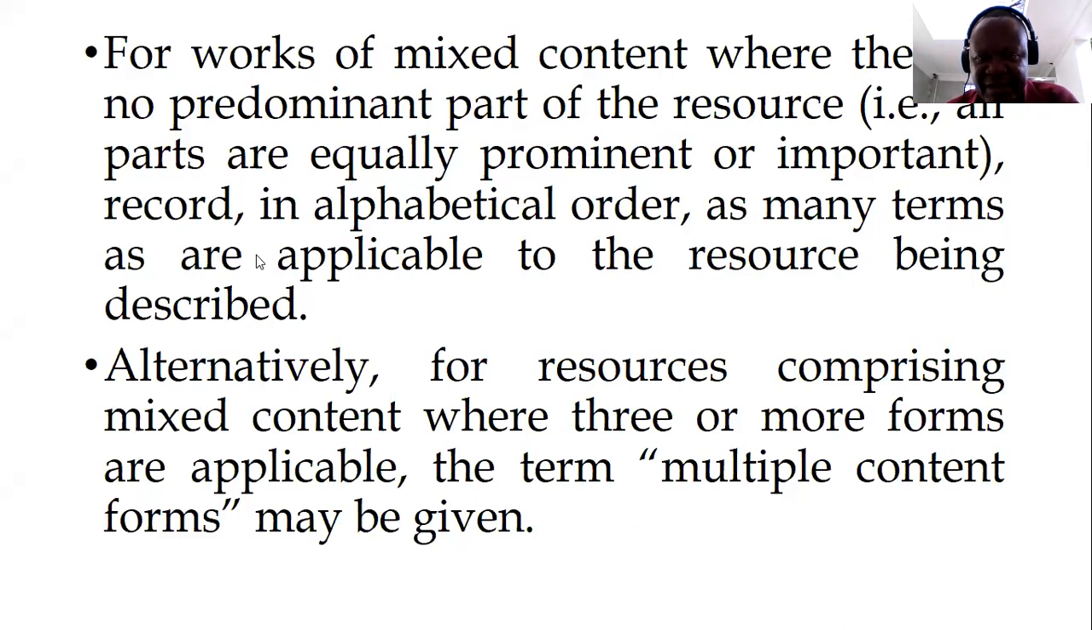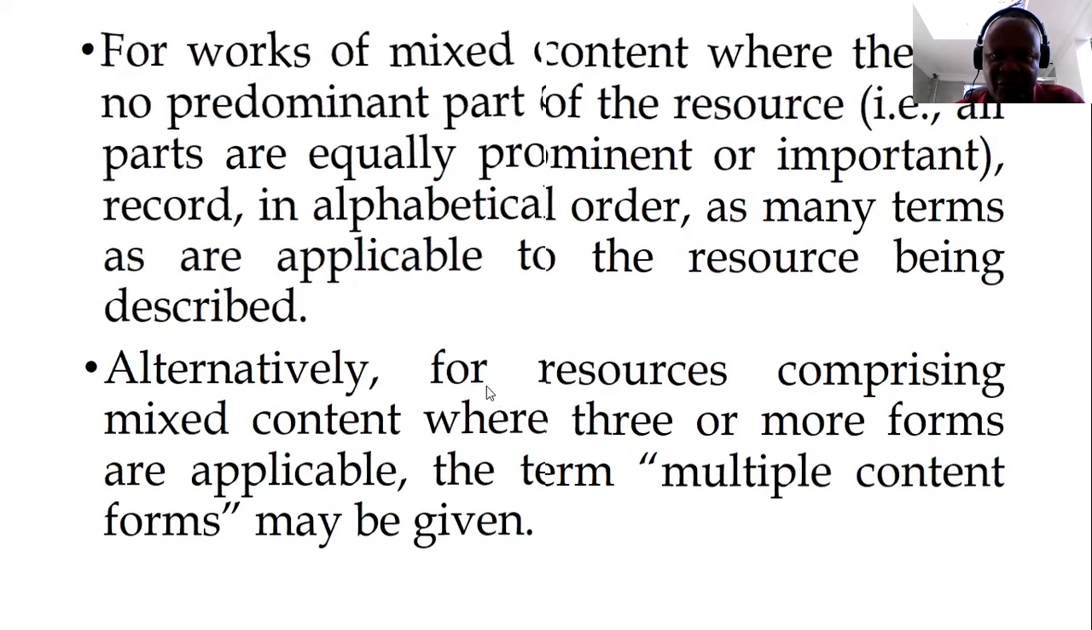So for instance, it is a text, it is also a spoken word, then those are two various content form terms. If they both apply to the material being cataloged, then we shall, of course, record them, but in alphabetical order. Alternatively, for resources comprising mixed content where 3 or more forms are applicable, then the term we shall use will be multiple content forms. We shall not list the forms, we shall just give the words multiple content forms.